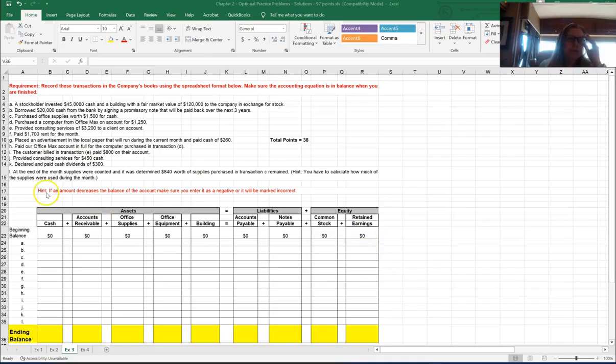And make sure you read all the little hints that I put in. It says if an account decreases the balance of the account, make sure you enter it as a negative amount or it will be marked incorrect. Okay? So the first thing we have to do is read the transaction.